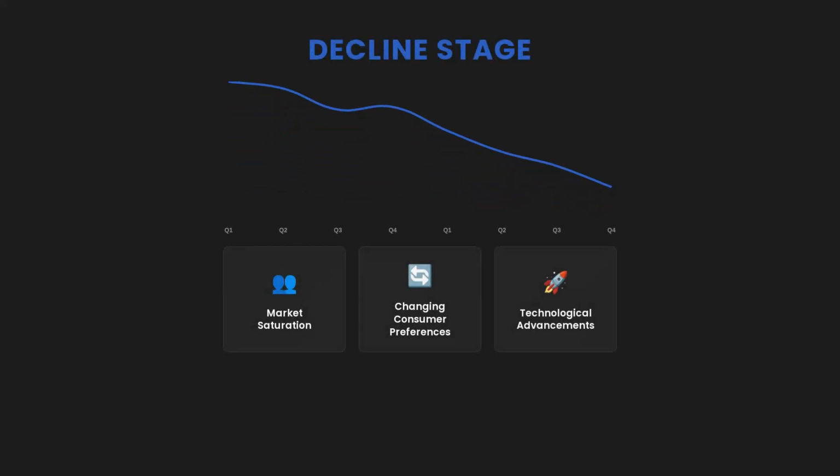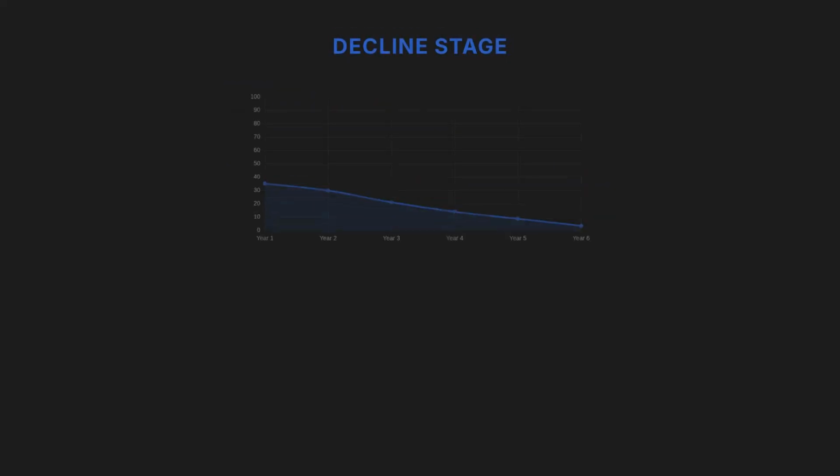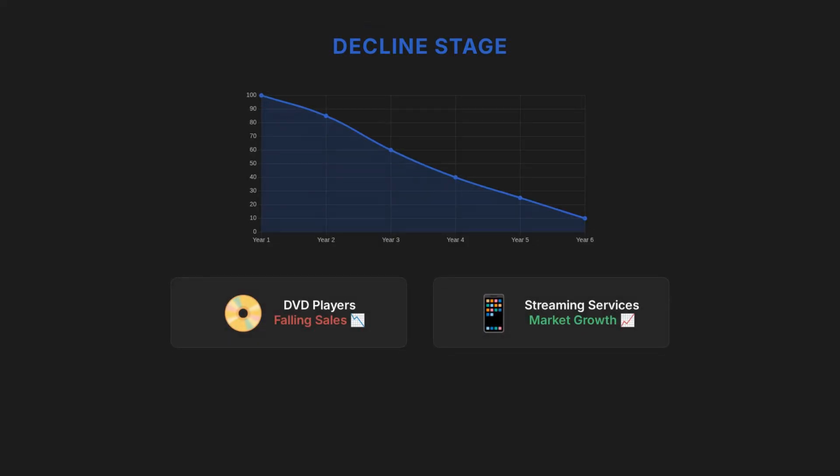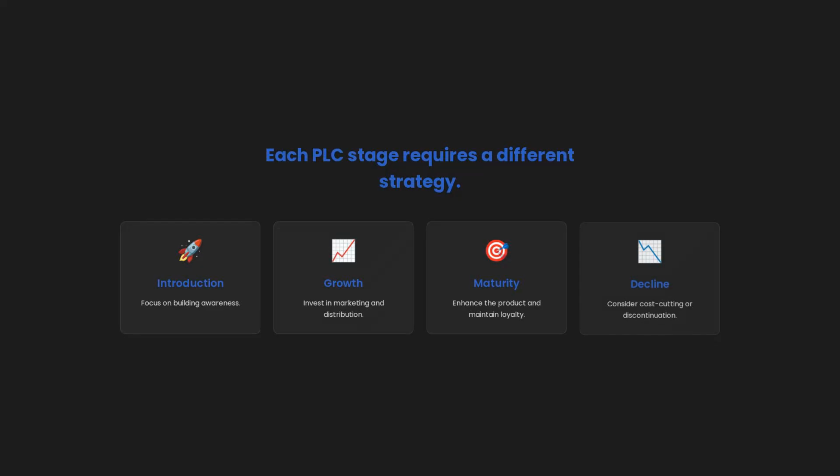Finally, we have the decline stage. Sales begin to fall due to market saturation, changing consumer preferences, or technological advancements. Companies may reduce marketing efforts and phase out the product. Example: DVD players are in the decline stage as streaming services have become the preferred method for watching movies and TV shows.